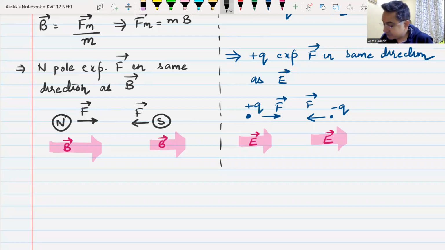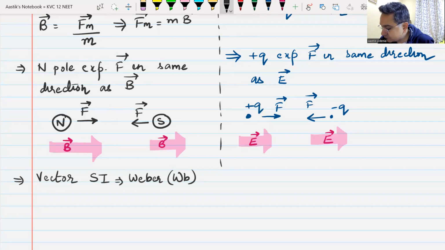Magnetic field is a vector quantity. We have seen that it's a vector quantity. Its SI unit is Weber, written as Wb per meter square. Or you can also call it Tesla. You might have heard this word Tesla.